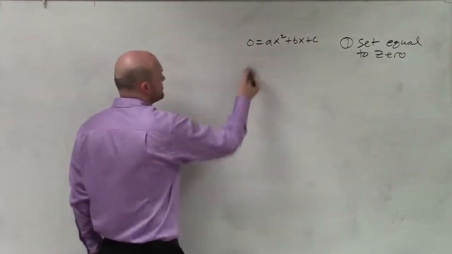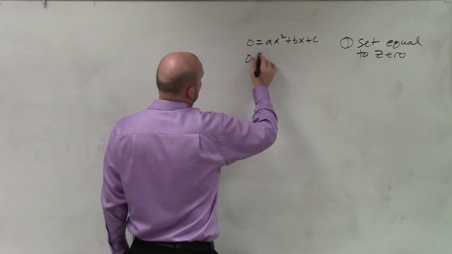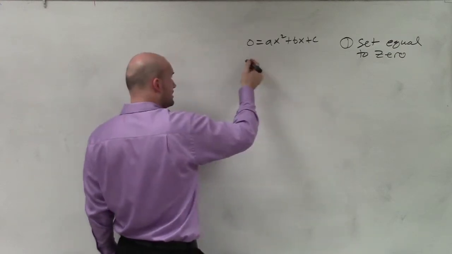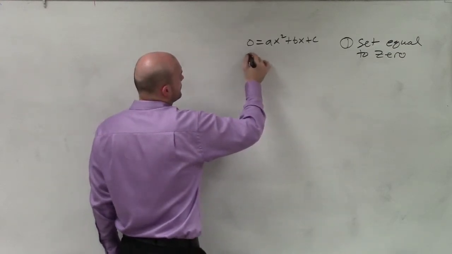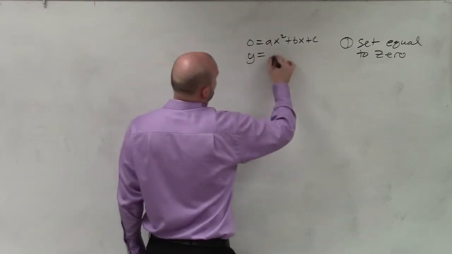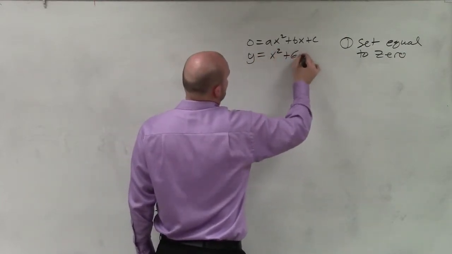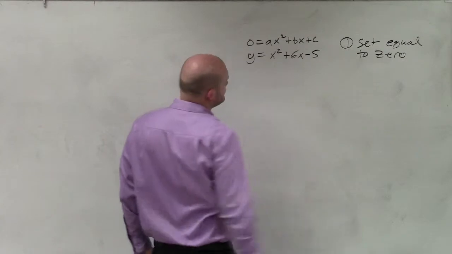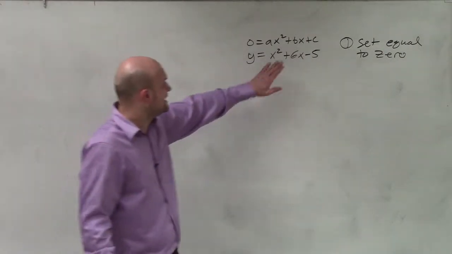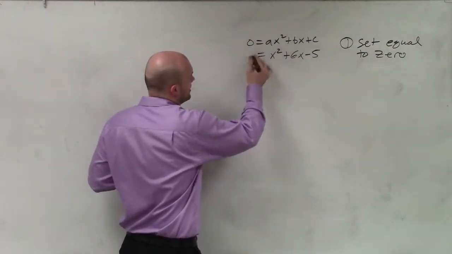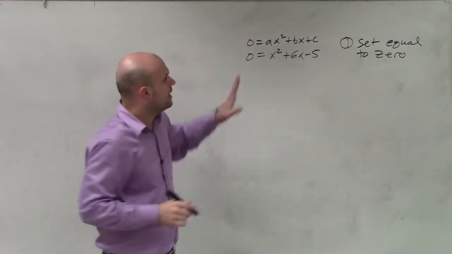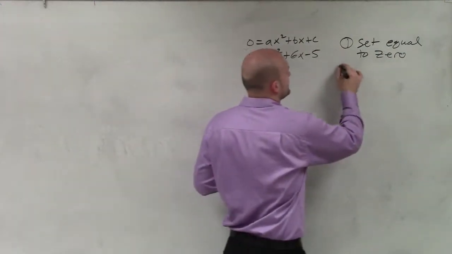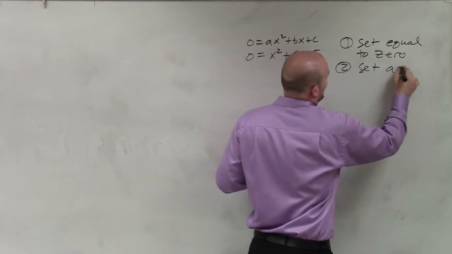Well, actually, let me give you guys a problem. Let's do y equals x squared plus 6x minus 5. Okay? So the first thing that I would say is, set equal to 0. So I can go ahead and erase this, right? The next step that I would say is set your a equal to 1.